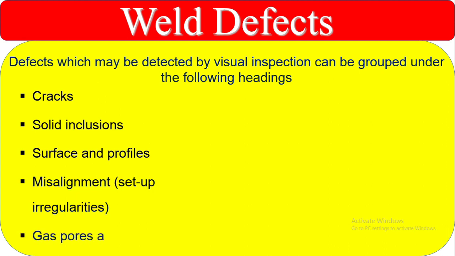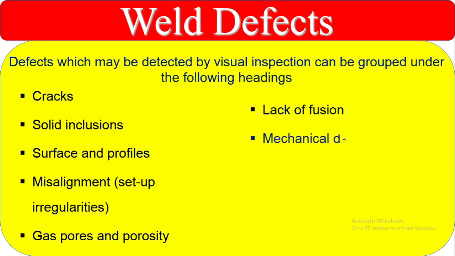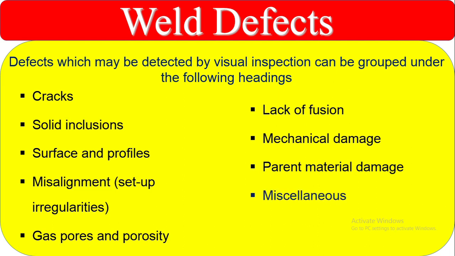Misalignment, setup irregularities, gas pores and porosity, lack of fusion, mechanical damage, parent material damage, and miscellaneous. These are the most common defects, and they will appear in your paper. Cracks, solid inclusion, surface and profile, misalignment, gas pores and porosity, lack of fusion, mechanical damage, parent material damage, miscellaneous. You have to understand first how they look and how to recognize whether it really is a defect or not. So first we go to the presentation on cracks.